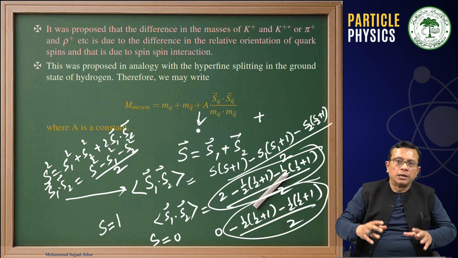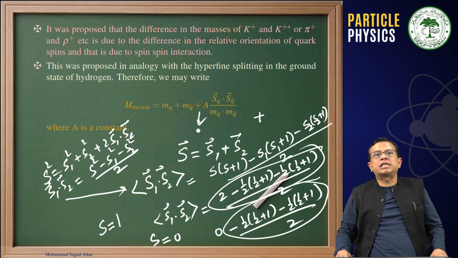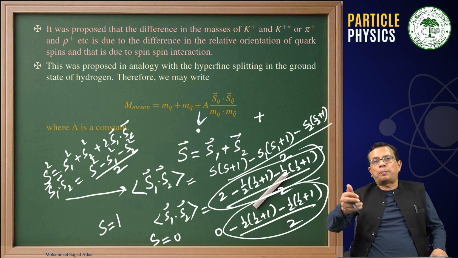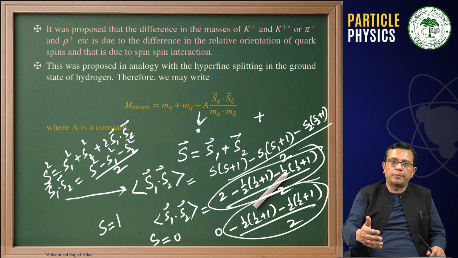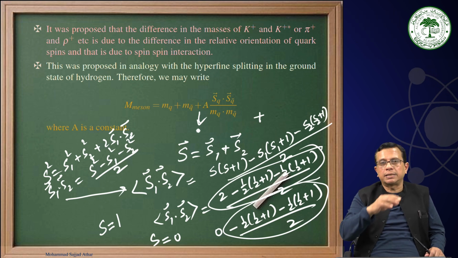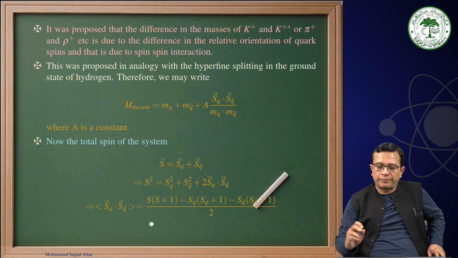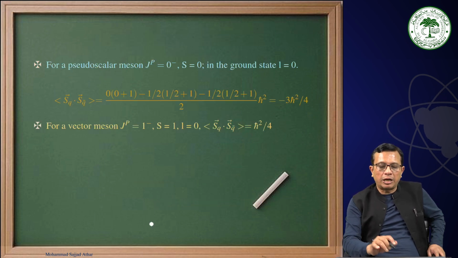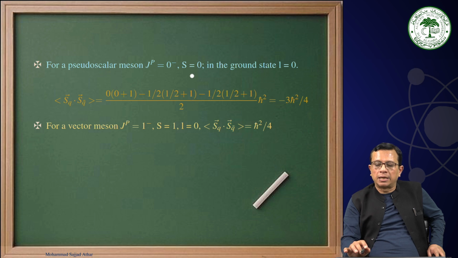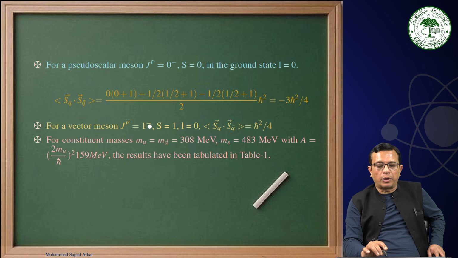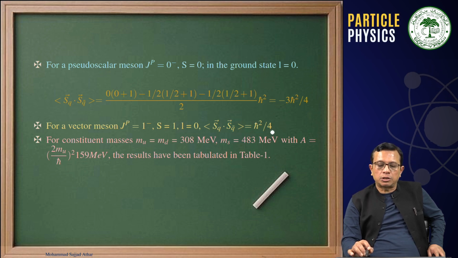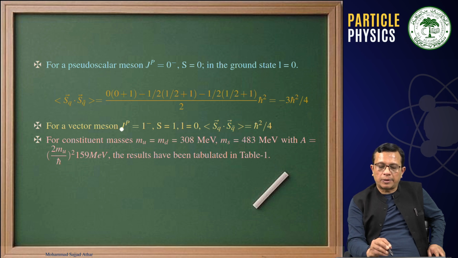And that is why we find that this spin-spin interaction gives rise to a positive contribution to the vector meson mass, while it gives rise to a negative contribution to the pseudoscalar meson mass. This is what we have written here. And then when we evaluate it for a spin 0 particle, this turns out to be minus 3 by 4 h cross square, while for a spin 1 particle, this turns out to be simply h cross square by 4. Therefore, this is spin 1 parity odd, simply spin 1.